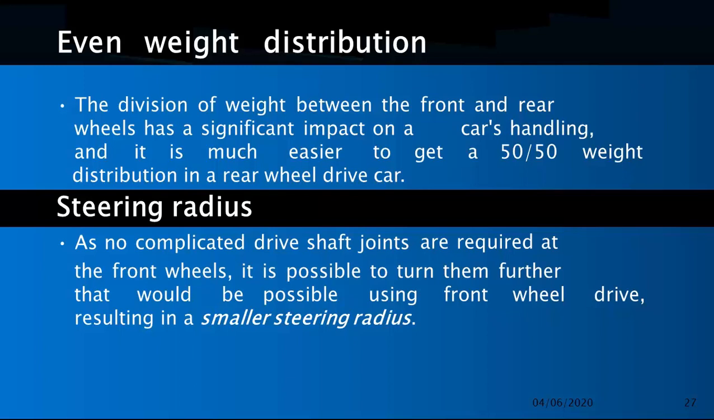Steering radius: as no complicated drive shaft joints are required in the front wheels, it is possible to turn them further. That would not be possible using front wheel drive, resulting in a smaller steering radius. We don't have complicated drive shaft joints, that is why we get smaller steering radius, right?